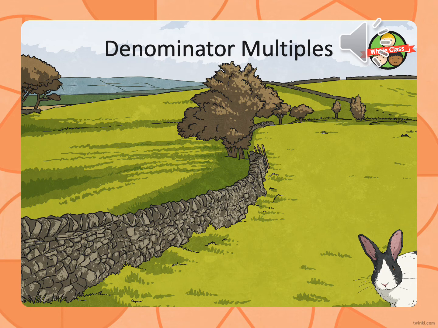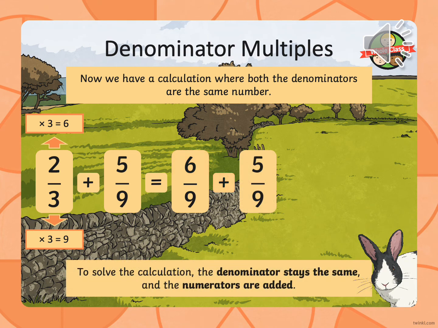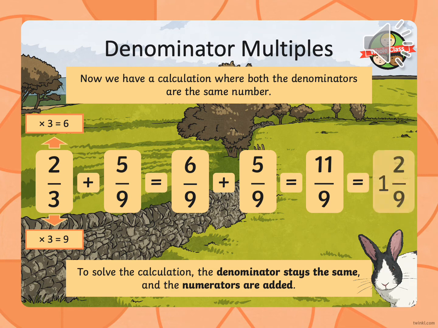Now because I multiplied the denominator by 3, I must do that to the numerator. So I'm going to multiply 2 by 3, which equals 6. So now we should have 6 ninths add 5 ninths. So now we have the same denominator, we can do 6 ninths add 5 ninths, which gives us a total of 11 ninths, which is equivalent to 1 whole and 2 ninths.